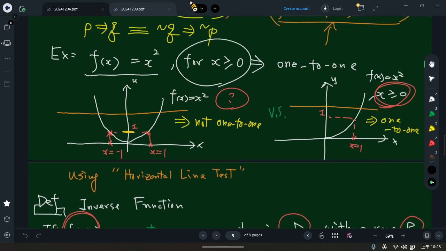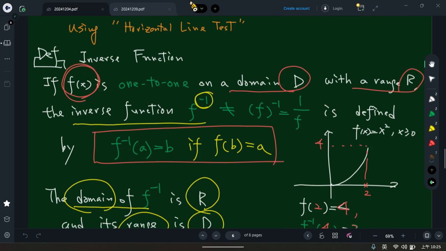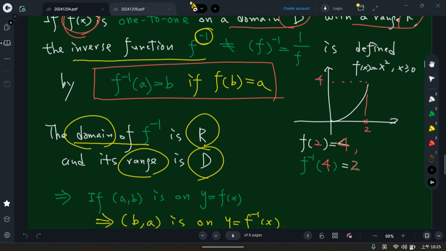And then, the property of one-to-one is a very important foundation for the inverse function. So here, when we want to know the inverse function, if f of x is a one-to-one function on some domain with the range R, the inverse function we will denote as f to the power of -1. But actually, this is not about the power. This is talking about the inverse of a function f.